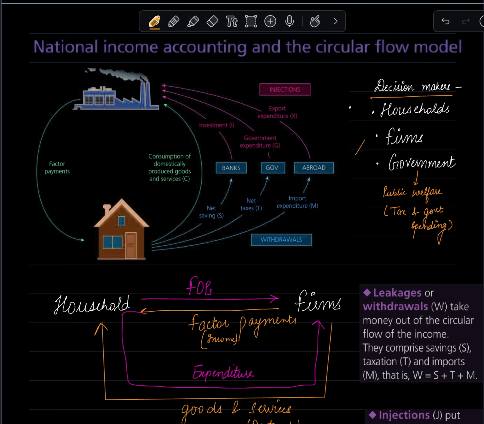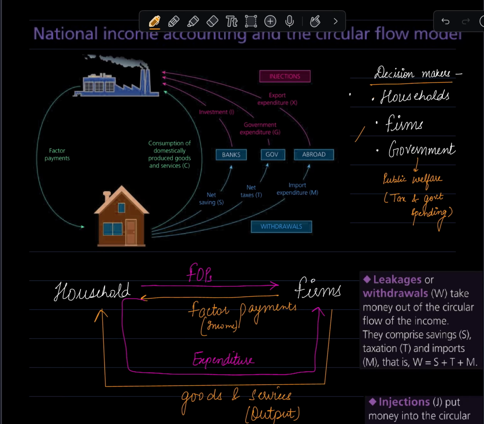So, what happens? Households provide FOPs to firms, in lieu of which they get factor payments or factor income. With the help of these FOPs, factors of production, firms produce goods and services and sell these goods and services to the households. Households make payment for these goods and services, and they make expenditure on them. This is the situation of a closed economic system.